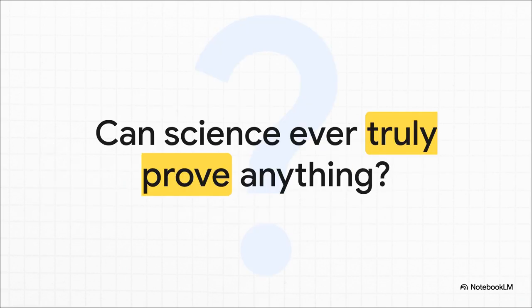And I want to leave you with one last big question to chew on. We've just established that every single measurement anyone ever makes has some level of uncertainty. Nothing is perfect. So, if that's true, can science ever really prove anything with 100% certainty?